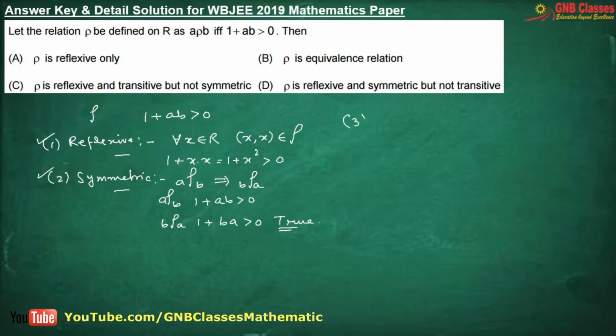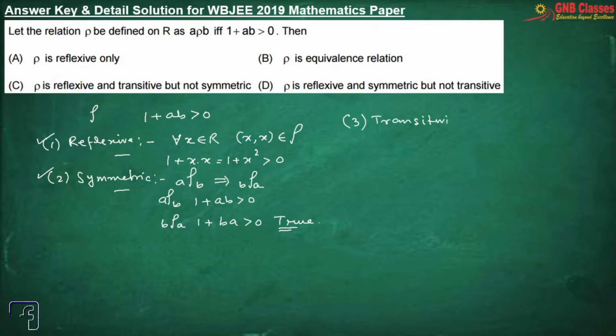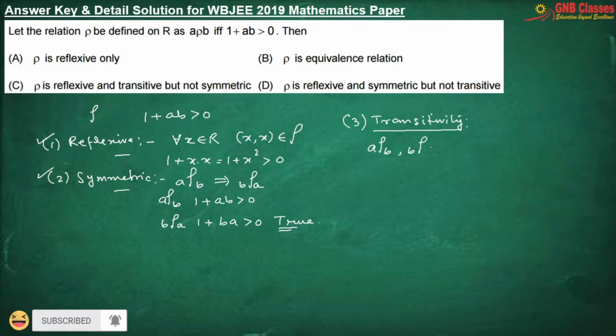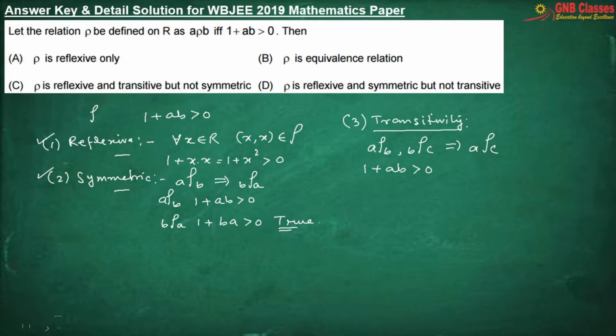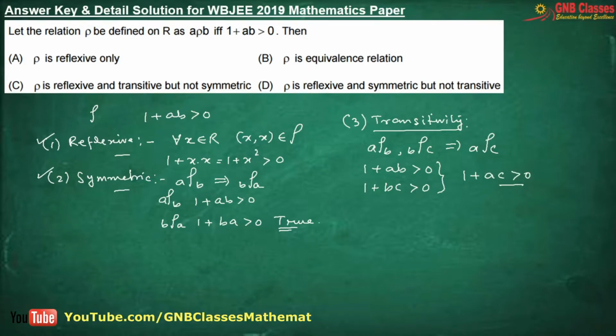Now, let us come to the last one, which is transitivity. What is the definition? It states that if A rho B and B rho C are true, that implies A rho C. Let us check it. A rho B means 1 plus AB is greater than 0. B rho C is 1 plus BC is greater than 0. Now we have to prove that it implies 1 plus AC is also greater than 0. We are going to check whether it is correct or not.